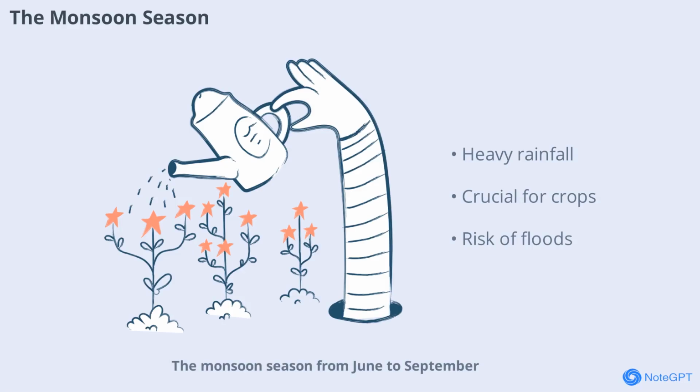Monsoon season from June to September is the most awaited time of the year in India. The southwest monsoon winds bring heavy rainfall to most parts of the country, cooling the land and replenishing water sources. This season is crucial for agriculture, as crops like rice and sugarcane depend on the rains. The arrival of the monsoon is often marked by thunderstorms and a sudden drop in temperature. However, excessive rainfall can also lead to floods, affecting millions of people.